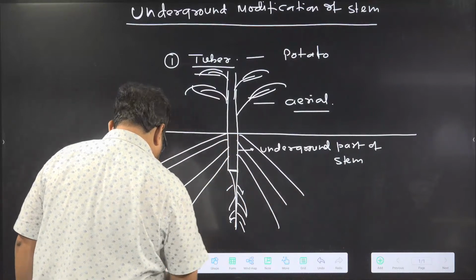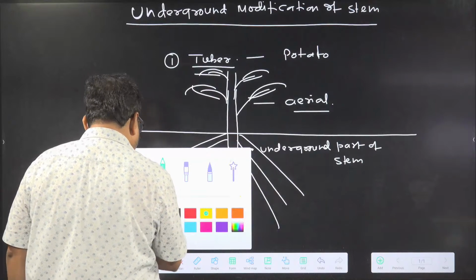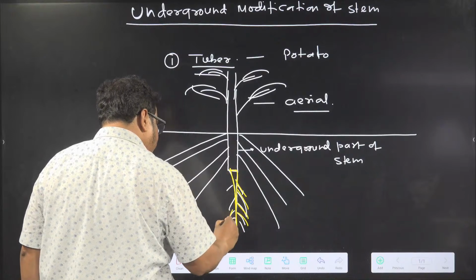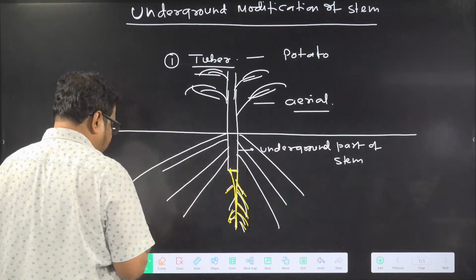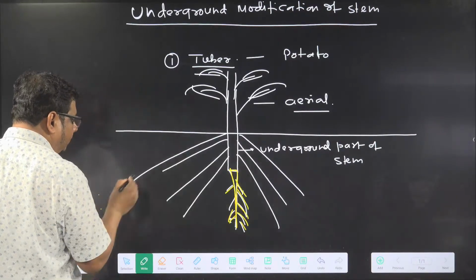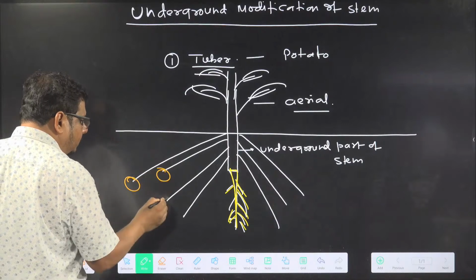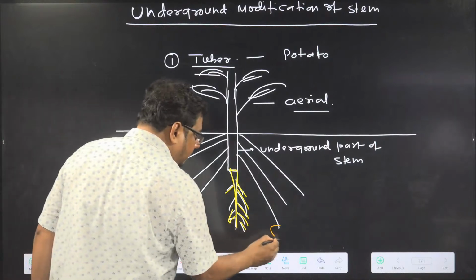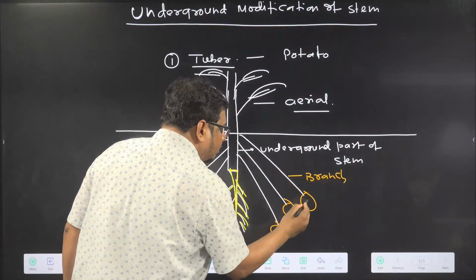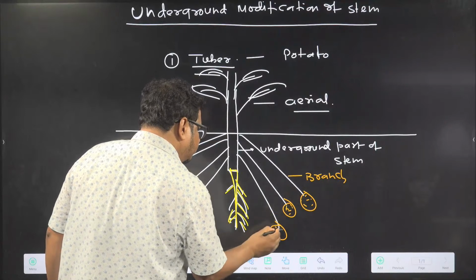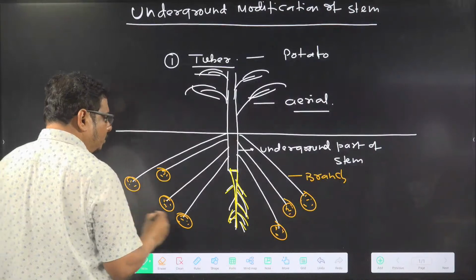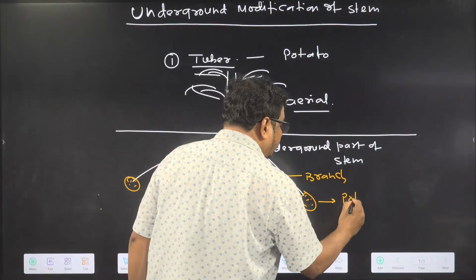Root is here. I am changing the color. These things I am drawing for your understanding. These are roots. These are which one? Branches. And these branches are going to swell at the tip. Swelling of the branches occurs at the tip. So these are the branches. And they are going to swell at the tip, and here food is stored in these branches. In these branches, what is stored? Food is stored. So it is called which one? Potato tuber.